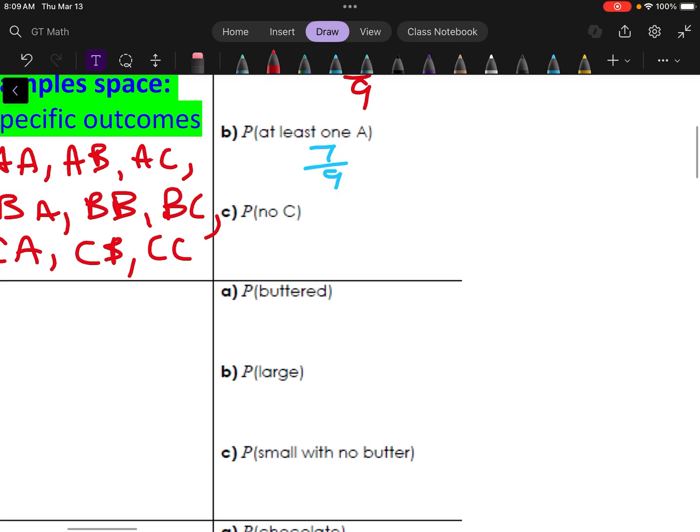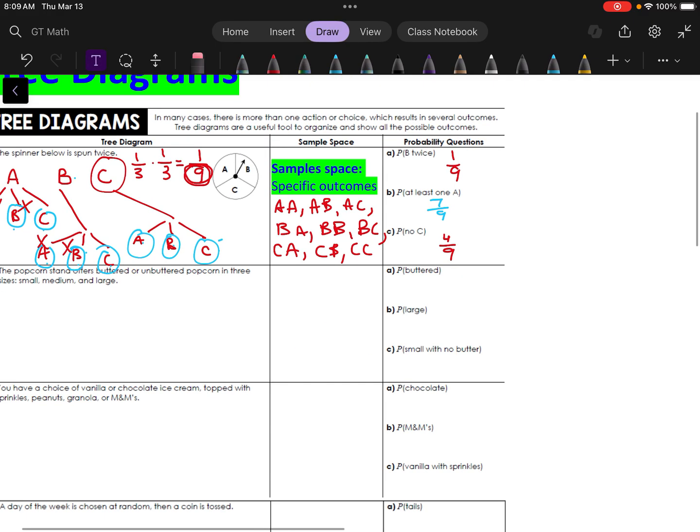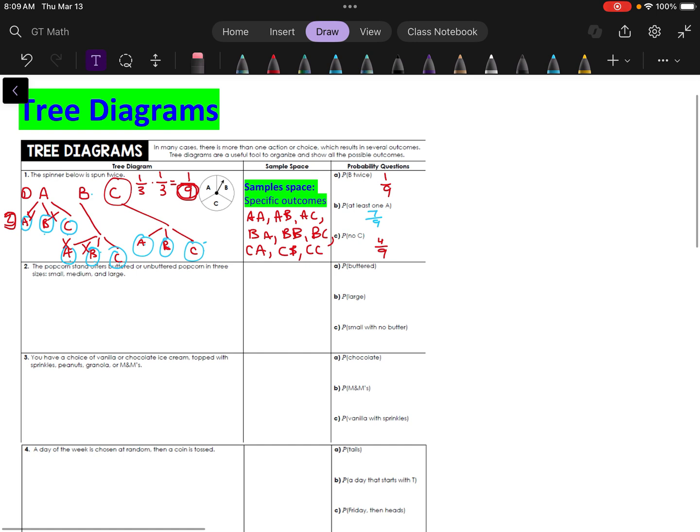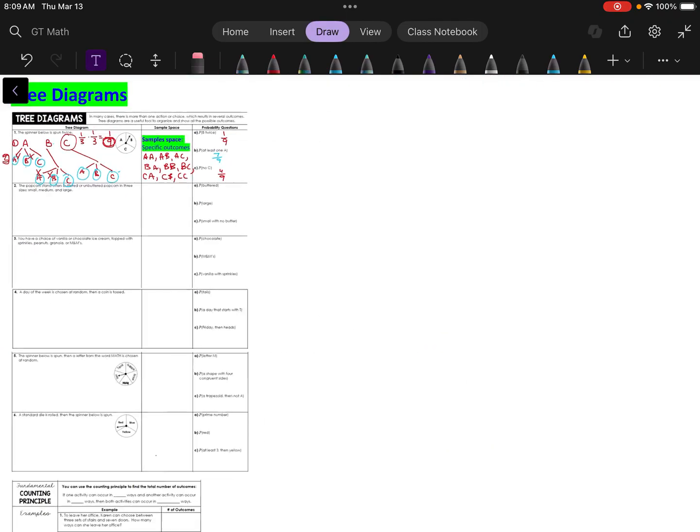So you can see it makes it a little bit easier to find the probability of all these different events. While tree diagrams are not easy to make, especially the larger ones, they can be useful in some situations. All right.